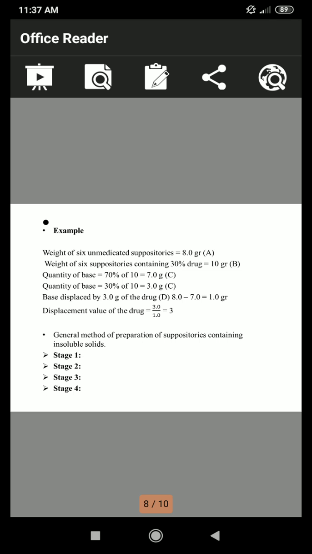In the general method of preparation of suppositories containing insoluble solids, there are four stages. Firstly, see the first stage. In the first stage, thoroughly lubricate the mold and invert it on ice to drain and cool. Then in the second stage, place in a dish the weighed amount of stirred cocoa butter. Stand it over a warm water bath until 2/3 is melted and then remove it.